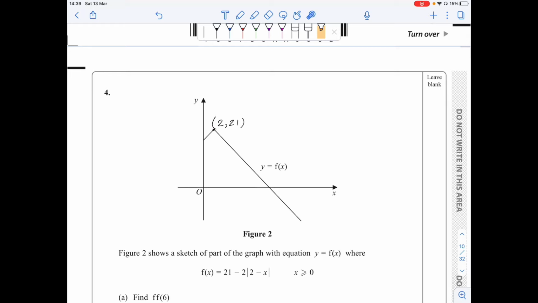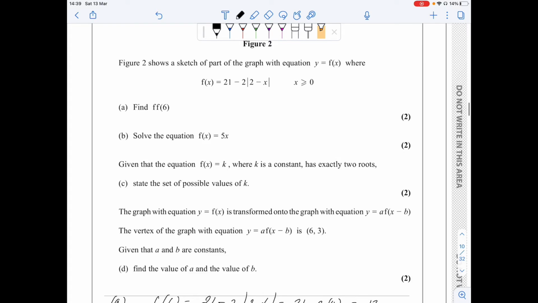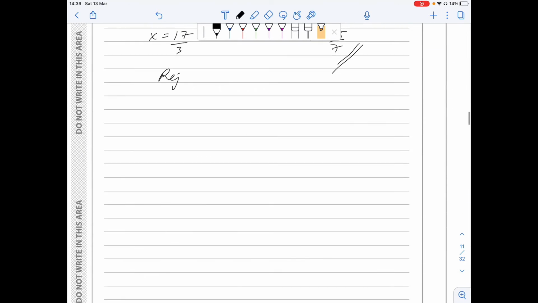Now, from the equation of the left part, I know that the y-intercept is 17, and since x is bigger than or equal to 0, it means that this point is in my domain. So to have two solutions, my k needs to be between 17 and 21. 17 being included, 21, which is the vertex, is not included.